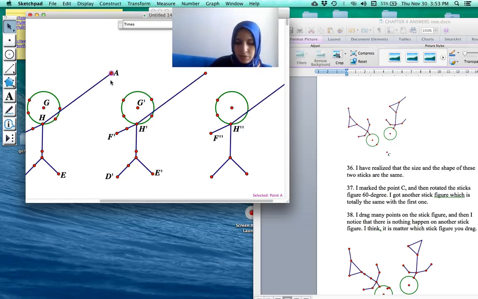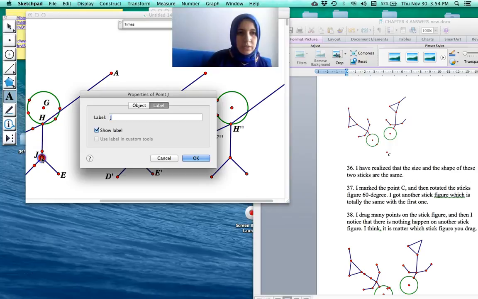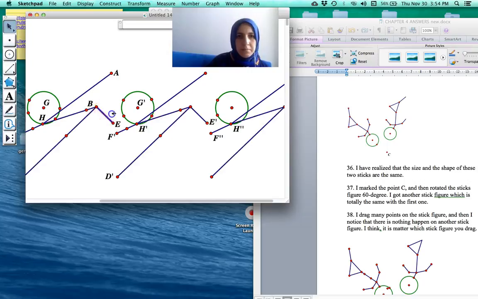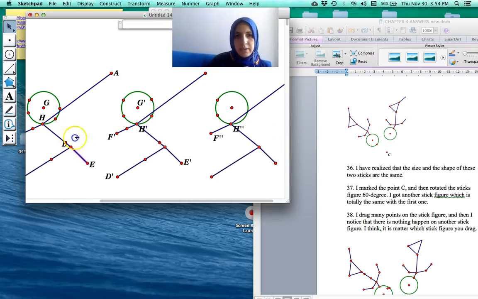Question 13 says predict what will happen if the tail of the vector is dragged. Drag a point B, what else moves? And then I can drag this one as B, and then the B moves. All these B points are moving at the same time.